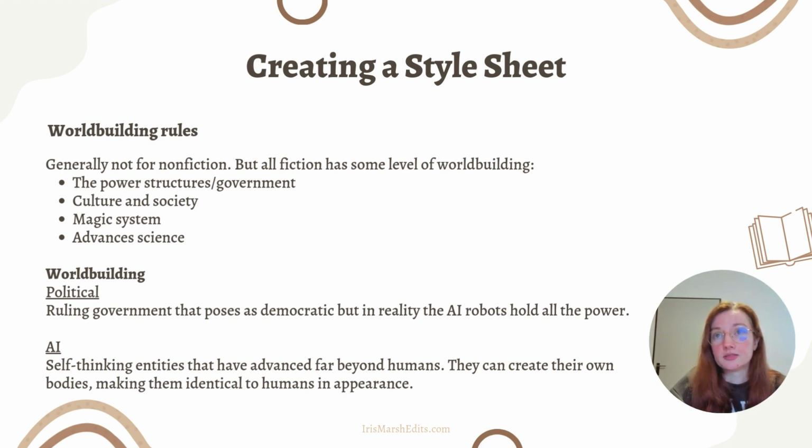So here in this example, you can see I just have a section: political, ruling government that poses as democratic, but in reality the AI robots with world power. And then the AI, with some explanation of that: self-thinking entities that have advanced far beyond humans. They can create their own bodies, making them identical to humans in appearance. Ooh. So that kind of stuff.